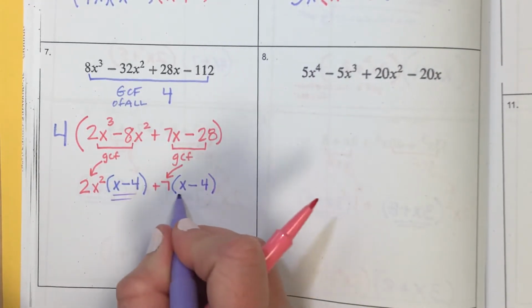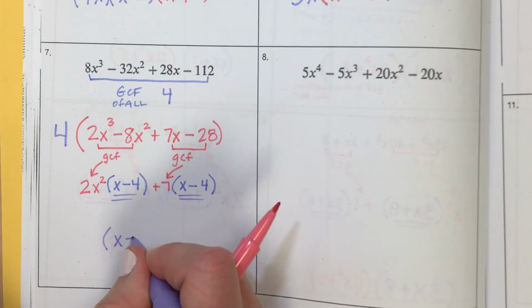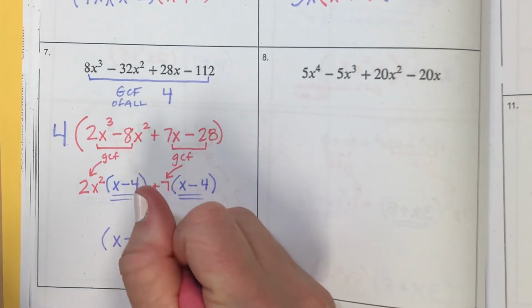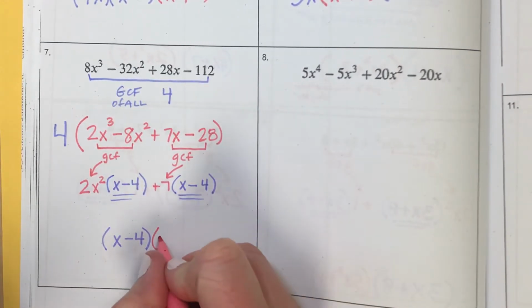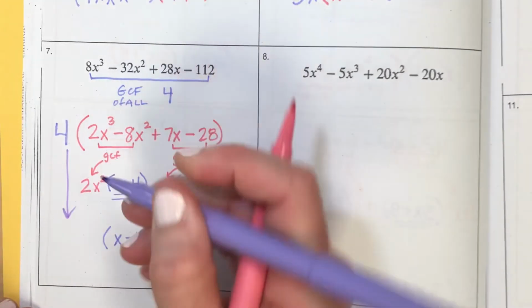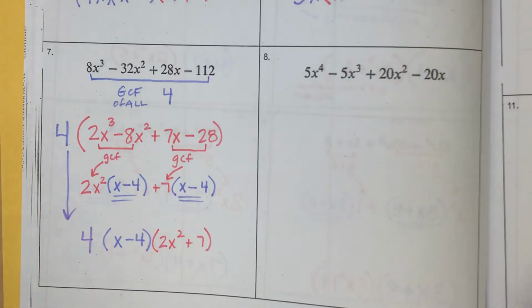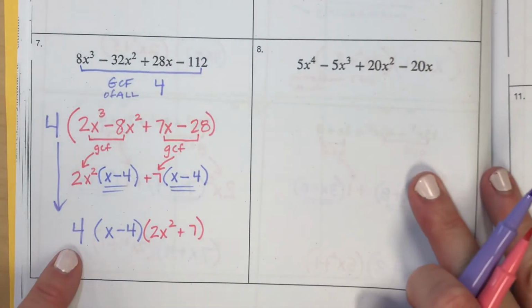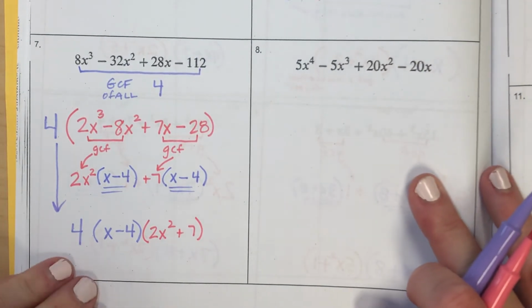So again, when these match exactly, that's going to be one of your factors. The GCFs that you pulled out from here are the 2x squared and the positive 7. And then don't forget about that GCF that you pulled out originally, the 4, is also going to be one of your factors of your original polynomial.